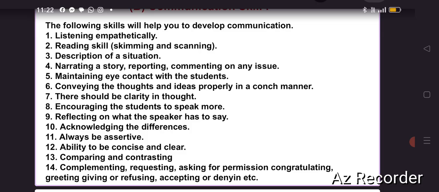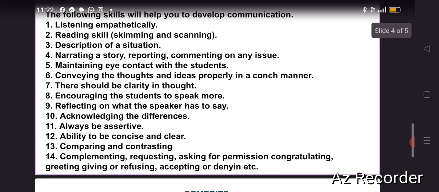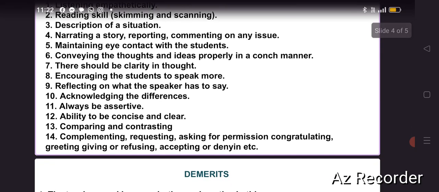नेक्स्ट, always be assertive. आपण नेहमी आशावादी बोलणं हे गरजेचं आहे. नेक्स्ट, ability to be concise and clear. म्हणजे आपण जे काही कम्युनिकेशन करत असतो तर ते क्लिअर असणं गरजेचं आहे, तर ती क्षमता असणं गरजेचं आहे. नेक्स्ट, comparing and contrasting.